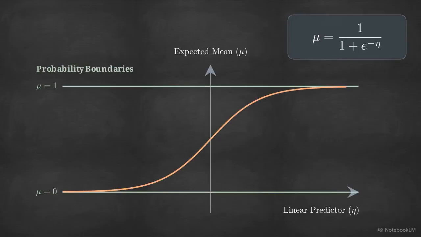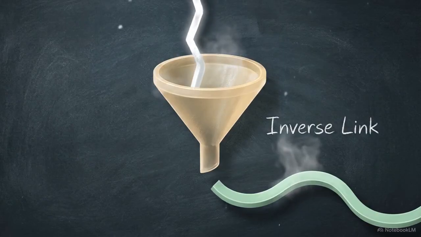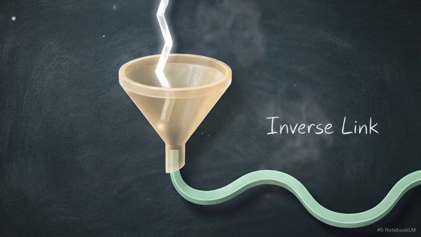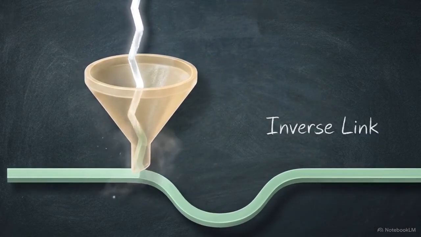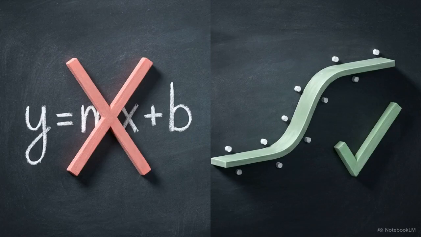Because the exponential term sits in the denominator, the output is mathematically guaranteed to stay between 0 and 1, regardless of the input size. Routing the linear output through this inverse link physically saves the model from predicting impossible realities, ensuring scientific integrity.